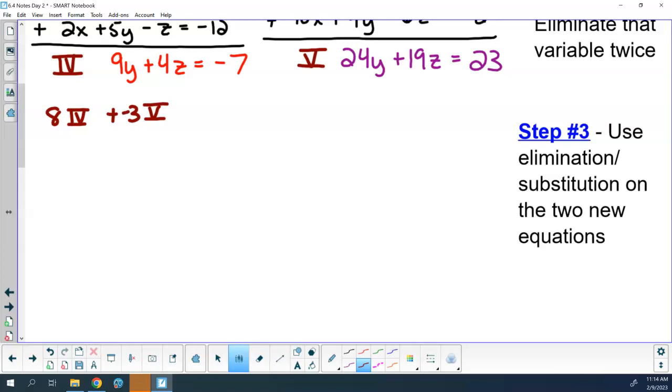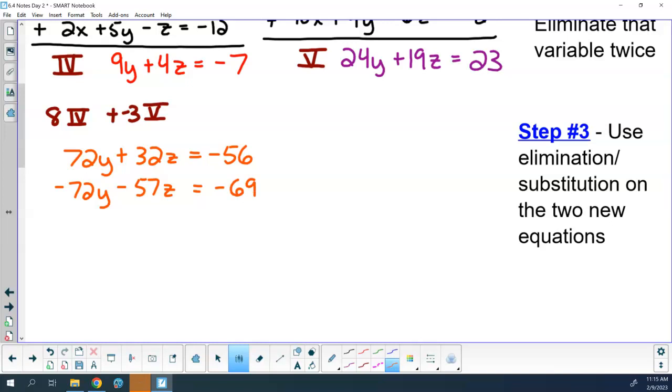We'll go negative. Okay? So if I go 8 times equation number 4, then that would be 72y plus 32z equals negative 56. If I do negative 3 times equation number 5, that's going to be negative 72y minus 57z equals negative 69. Add those two together.